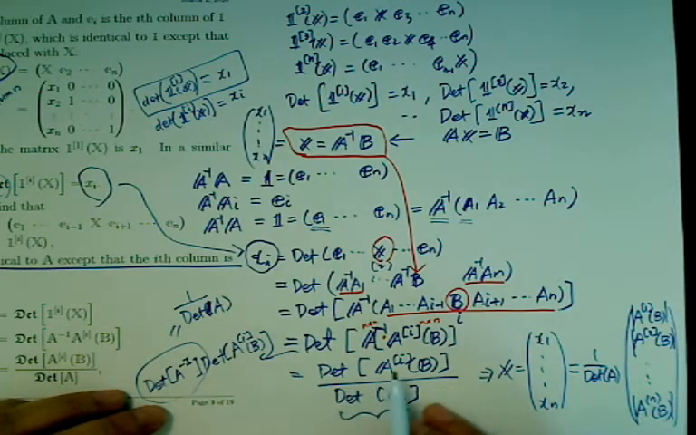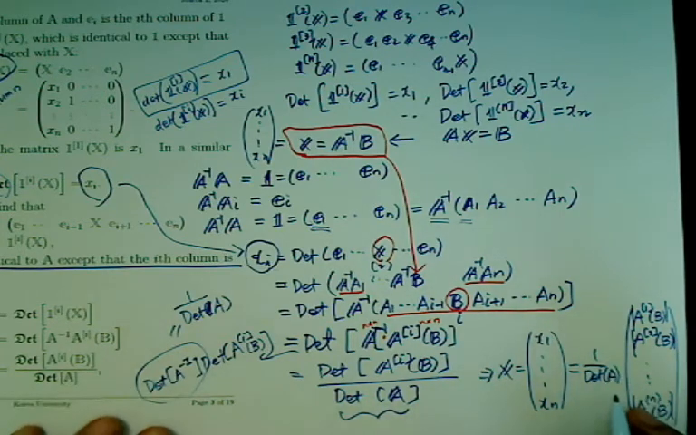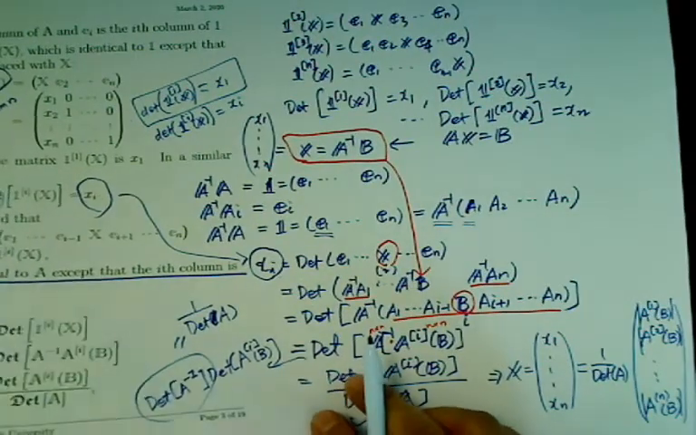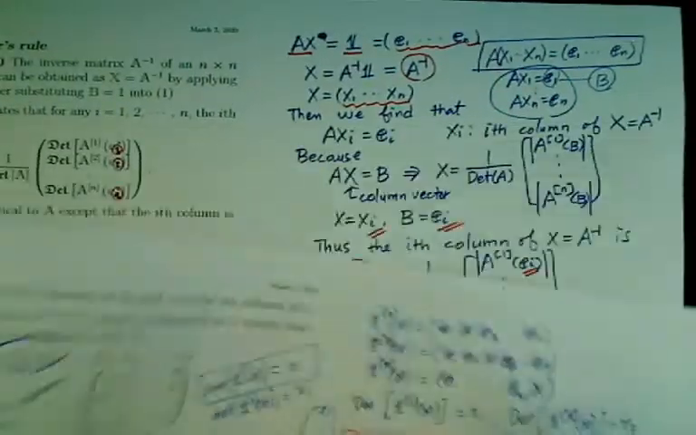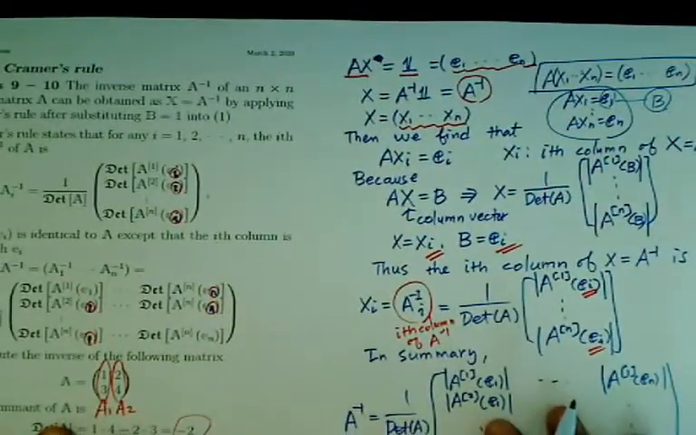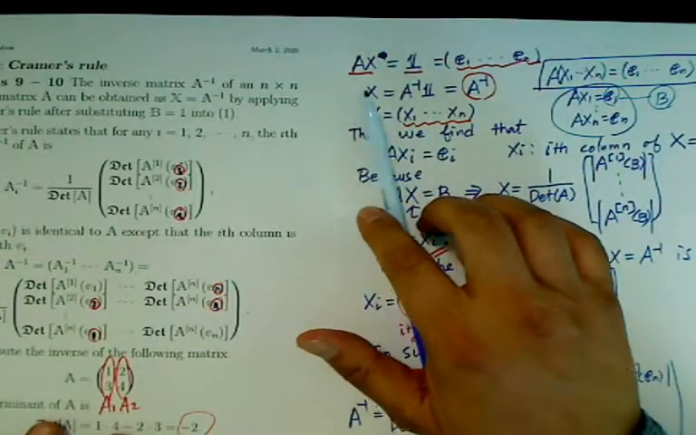If I collect everything together into a single column vector, we have a factor of 1 over the determinant of A, and the first element will be the determinant of A with the first column replaced with B, the second with the second column replaced with B, and the nth with the nth column replaced with B. This is Cramer's rule. Let us extend this method for inverse calculation.